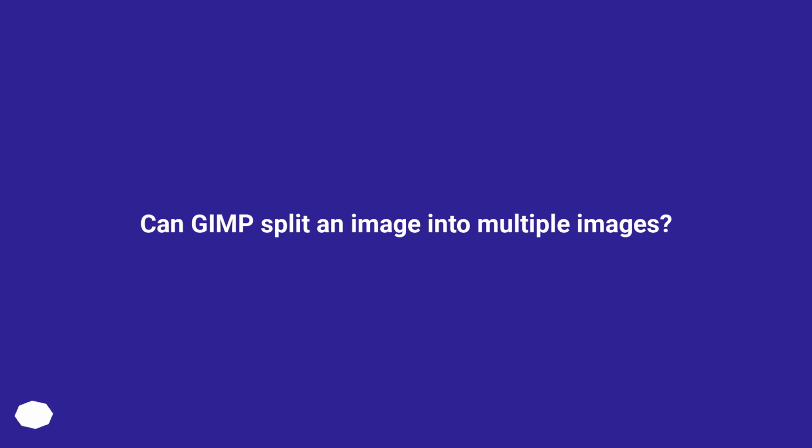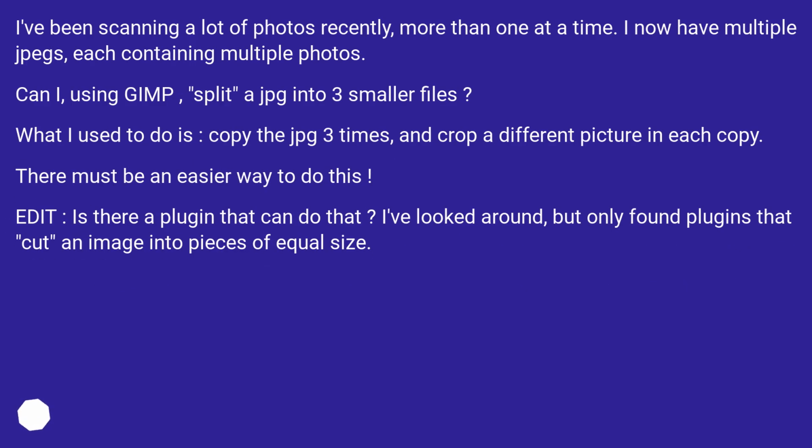Can GIMP split an image into multiple images? I've been scanning a lot of photos recently, more than one at a time. I now have multiple JPEGs, each containing multiple photos. Can I, using GIMP, split a JPG into 3 smaller files?